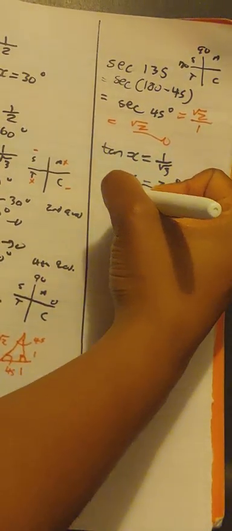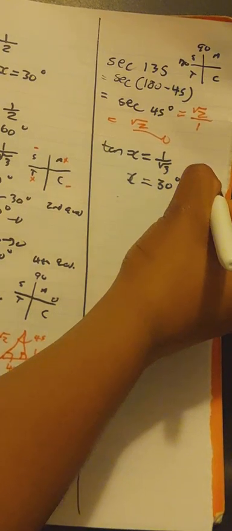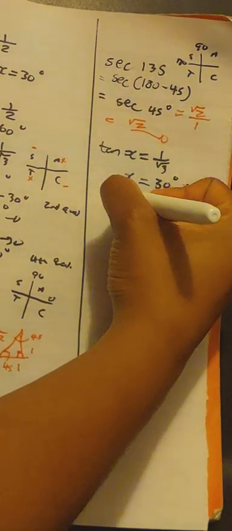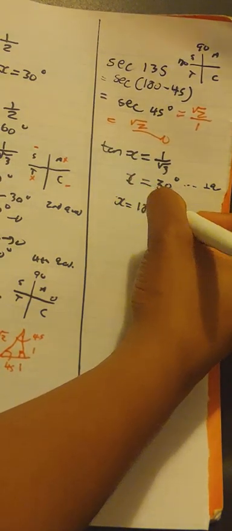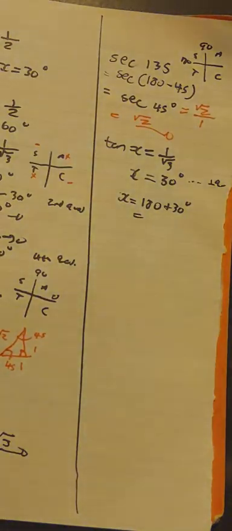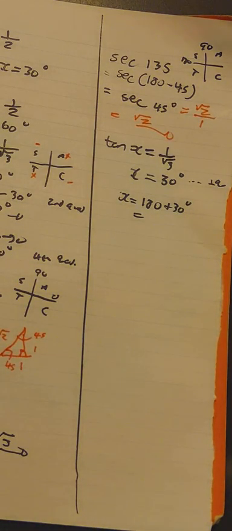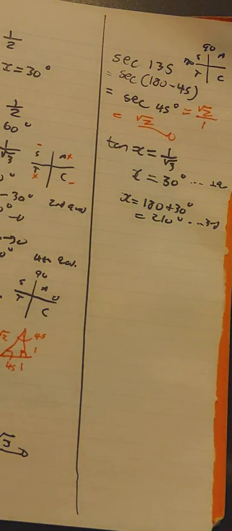So therefore, let's say x is in the first quadrant, and then in the third quadrant, remember, it's always 180 plus the given angle 30. 180 plus 30 is 210 degrees on the third quadrant. It's positive even on the third quadrant.